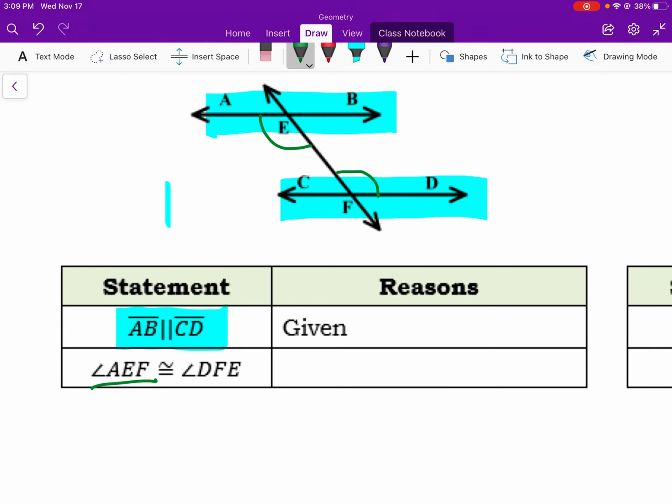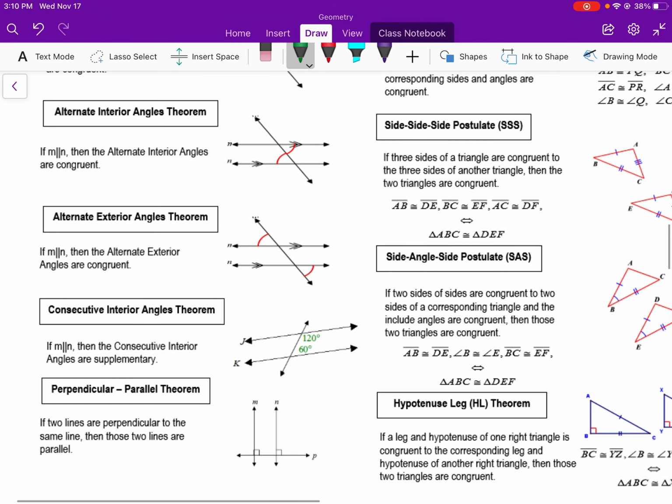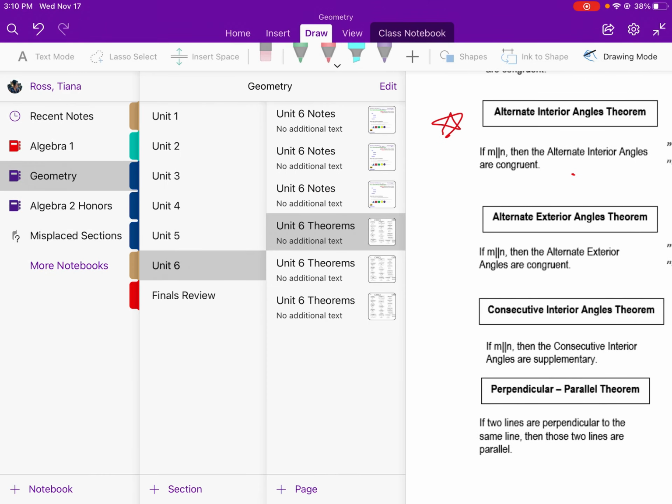So if we know that they are parallel, then with respect to one another, if we think back to our unit on angle relationships, these two angles we know are alternate interior. And if I look at my menu of theorems and properties, looking for anything that might pertain to interior angles, look at this right here. I have my alternate interior angles theorem, which tells me that if two lines are parallel, then the alternate interior angles are congruent. So that's what I would use to justify this first one.